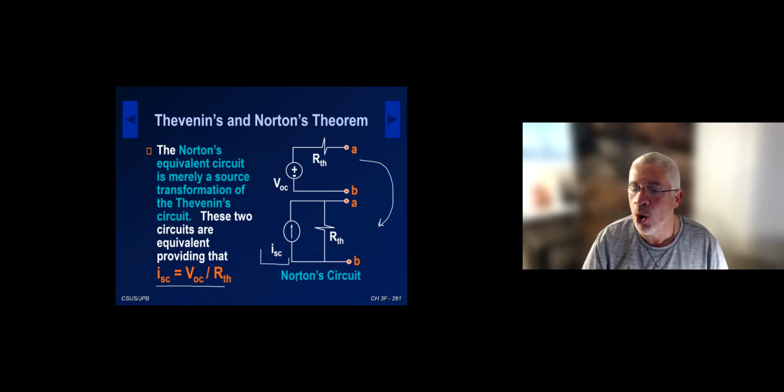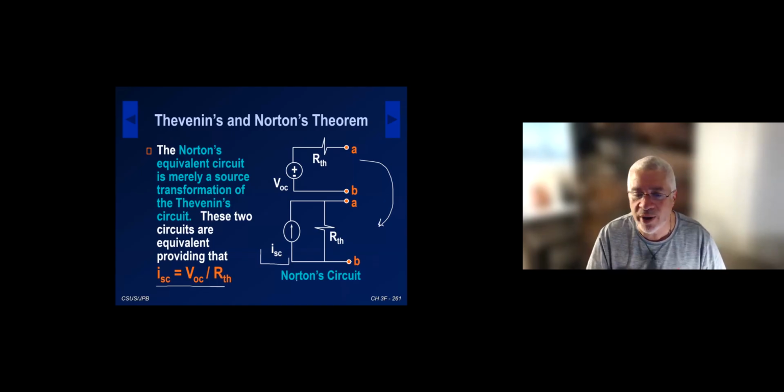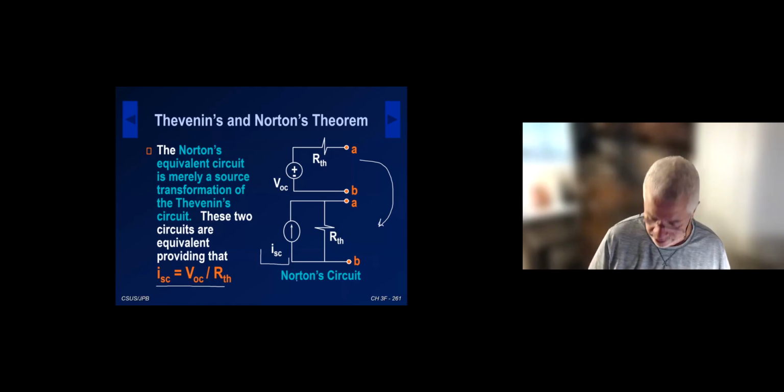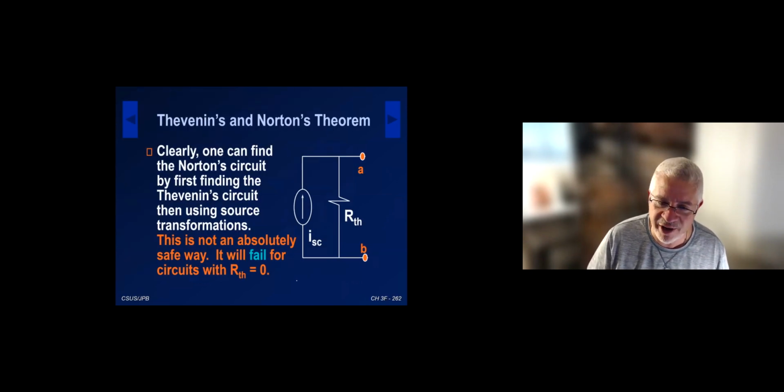So we basically know how to calculate the Thevenin resistance. We're going to focus a little bit more on how to calculate ISC, and then we'll do an example, and then I'm going to have you do one. Again, the source transformation fails when the Thevenin resistance is 0. Otherwise, it works fine.